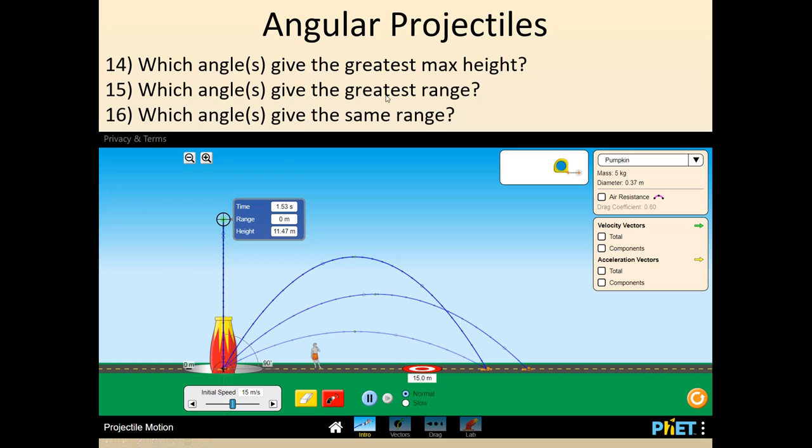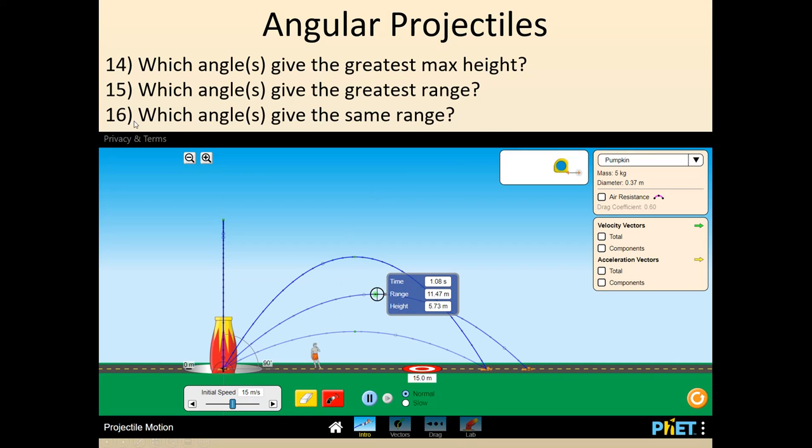If I go to 15, to find the angle that gives the greatest range, I'm going to look at the range numbers: 9.93, 11.47, 9.93, and 0. So it turns out that 45 will give me my greatest range. Since we skipped a bunch of angles, in a good experiment you would go above and below just to make sure that this didn't happen to be a max for this setup. But I will tell you now that 45 is actually the angle that gives the greatest range.